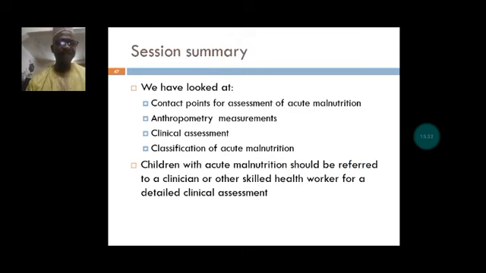Now, in summary, we have looked at contact points for assessment of acute malnutrition. We have also looked at anthropometry measurements, clinical assessment, and classification of acute malnutrition into MAM and SAM. Children with acute malnutrition will be referred to a clinician or other skilled health worker for a detailed clinical assessment.